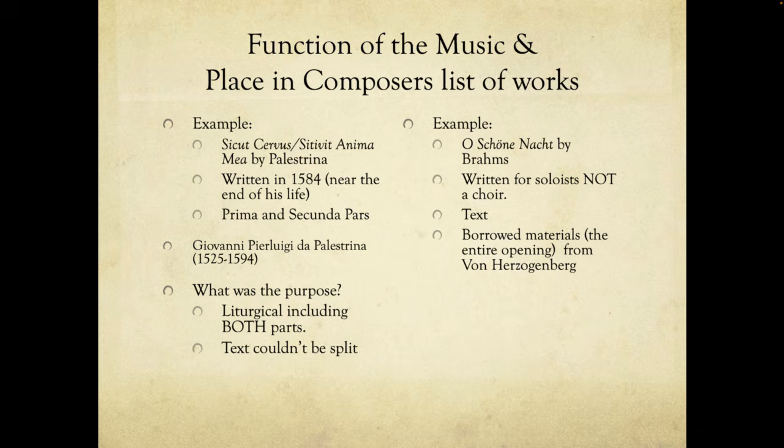Another example is O Schöne Nacht by Brahms. You know, originally it was written for soloists, not a choir, right? And the text was also very interestingly borrowed from his friend Heinrich von Herzogenberg. And we're going to talk about this when we get to the Romantic era. But this piece borrowed almost all the opening material from another composer and then reset it. All that to say, though, it was written for soloists. So it's very interesting that it's done now by choir. Does it really work with SATB forces? Obviously, very popular, so it does. But should we worry about the context of it being only meant to be with soloists?